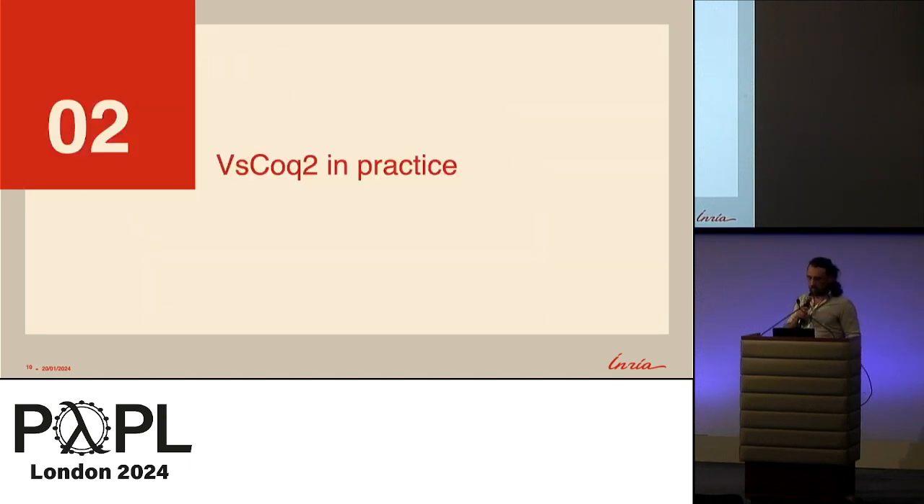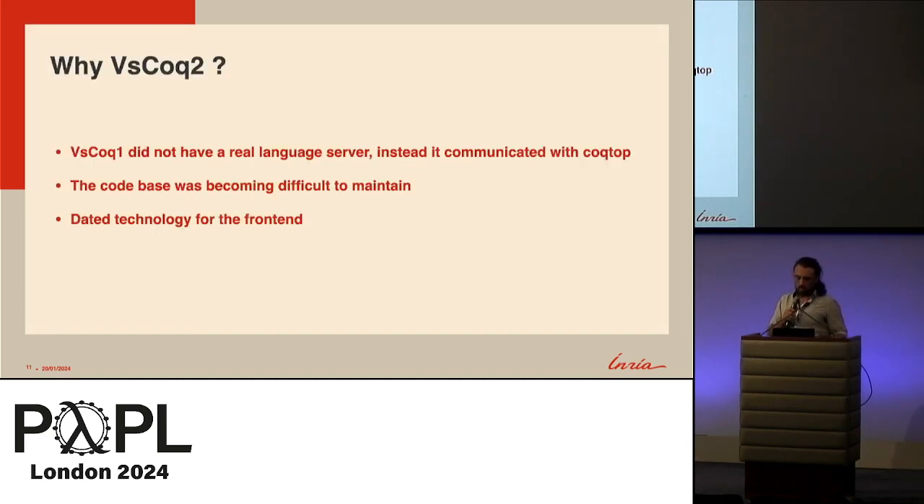So I'm going to discuss a bit more VsCoq'2 in practice. First, the obvious question is why VsCoq'2? There's a perfectly working VsCoq'1 at the moment. I'd say the three main points are, first of all, VsCoq'1 does not have a real language server because it uses a hack to communicate with CoqTop and get the information. The codebase is becoming quite difficult to maintain and needed some renewing, mainly due to the fact that there's a bit of technical debt in the front end, which makes it difficult to do dynamic UIs and things like that.